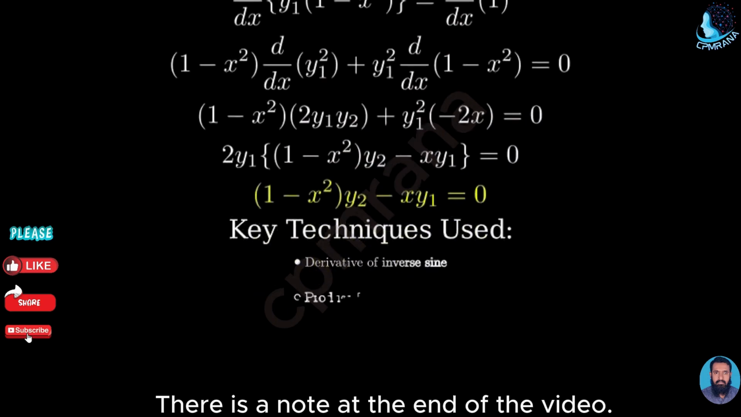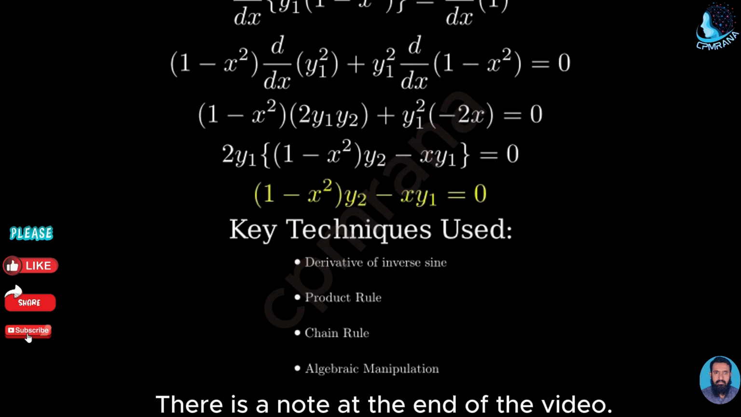This proof demonstrates how we can use calculus techniques like the product rule and chain rule to prove relationships involving derivatives. The key was starting with the known derivative of inverse sine and manipulating it algebraically.